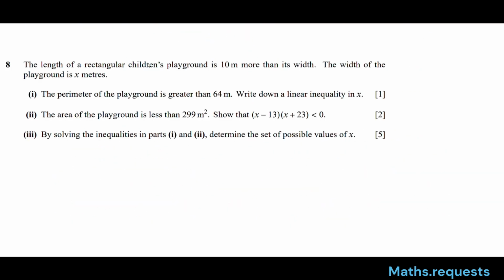Okay, so question 8. The length of a rectangular children's playground is 10 meters more than its width. The width of the playground is x meters. The perimeter of the playground is greater than 64 meters. Write down the linear inequality in x.